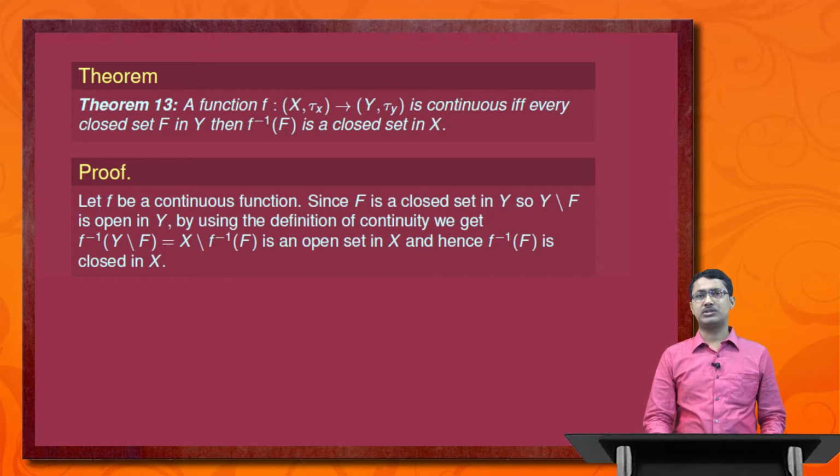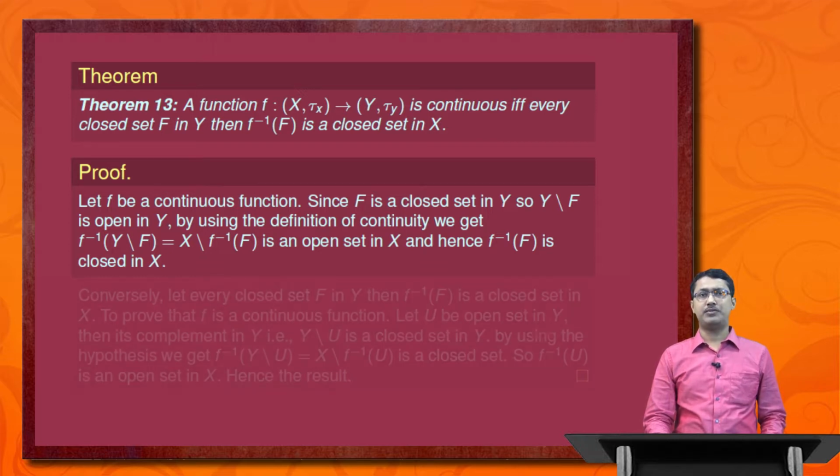Since F is a closed set in Y, its complement in Y, that is Y minus F, is an open set in Y. By using the definition of continuity, we get f inverse of Y minus F is an open set, and from the set property or function property, we get f inverse of Y minus F is equal to X minus f inverse of F, and this is an open set, so its complement, that means f inverse of F is a closed set in X, and that's all. That means the first part is obvious.